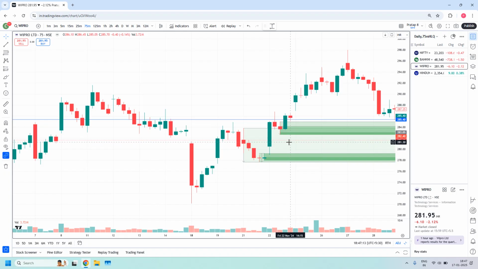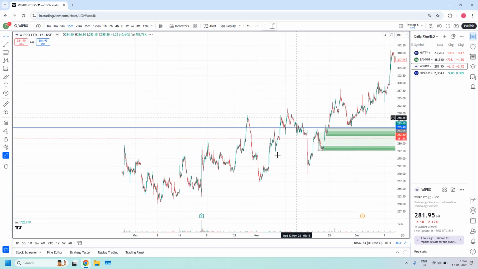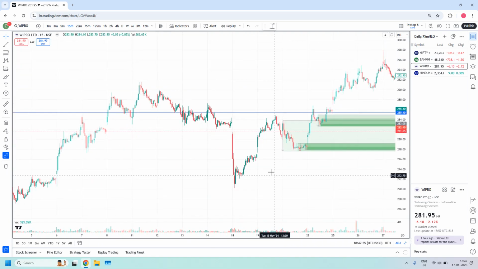Okay, we have two 75 minutes order flows. Again within these 75 minutes zones, we should fine tune with 15 minutes time frame. So let's look into the 15 minute zones.